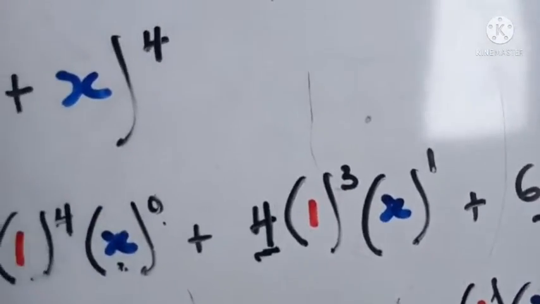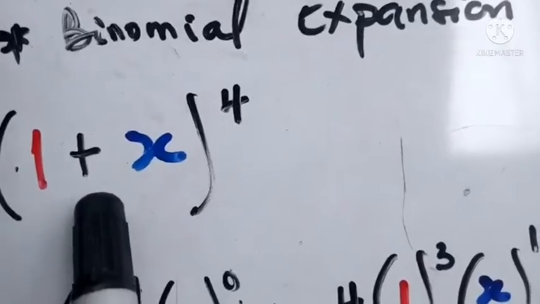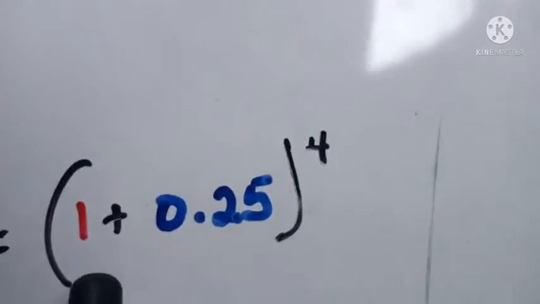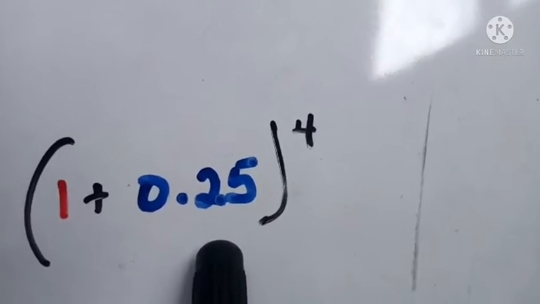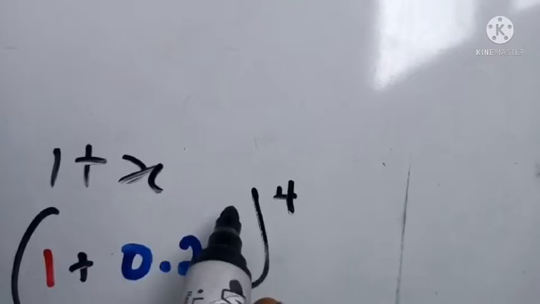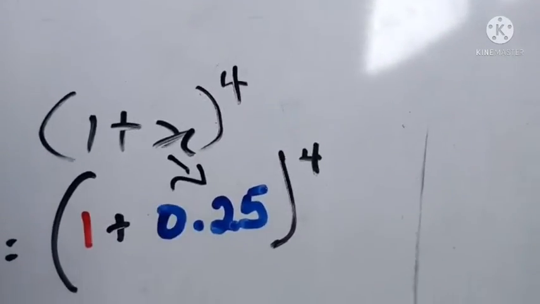So this is what we are given. Our 1 is there, and we are grateful that we had 1 there, and then plus x. The x here is the only thing that is missing. So the x here will be 0.25. So here we are having 1 plus x, everything raised to the power 4. Our x here is 0.25.